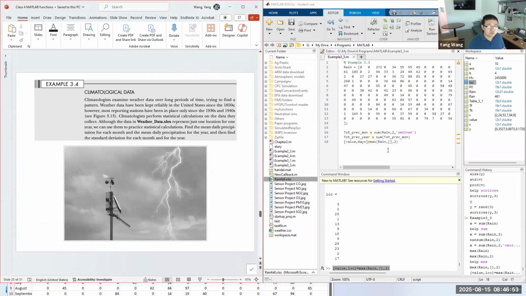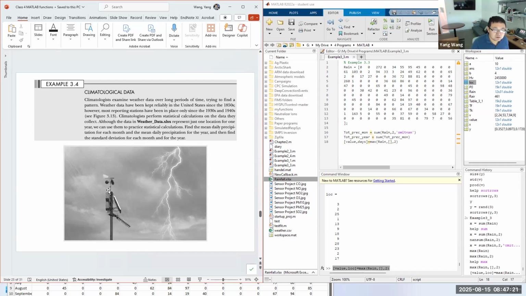Okay. So this is example 3.3. And here we have 3.4, climatology data. Climatology data covers a long period of time, trying to find a pattern. The weather data has been kept reliably since 1850 in the United States, which is a long time ago. But most of the reporting stations have been in place only since 1930 and 1940. So this is sort of like a weather station, right?